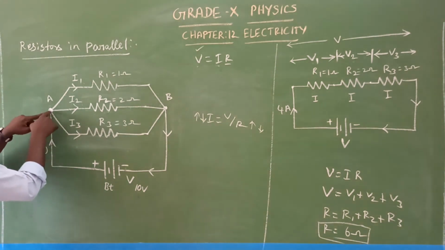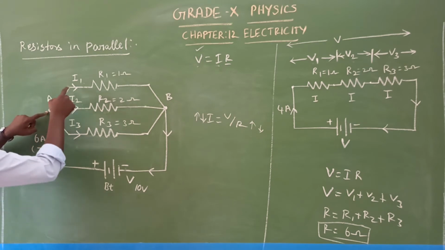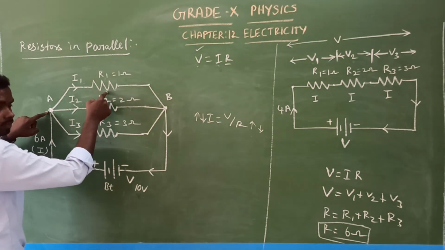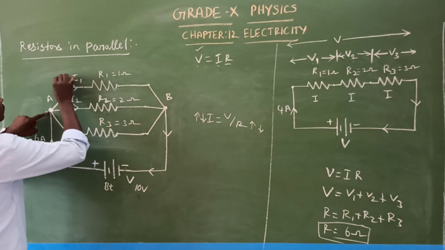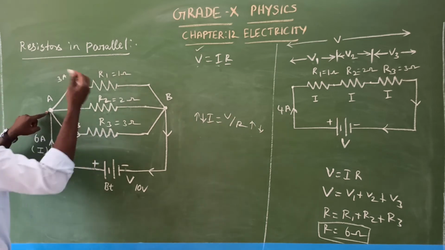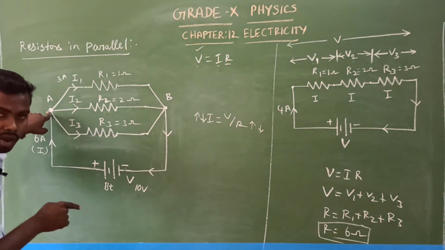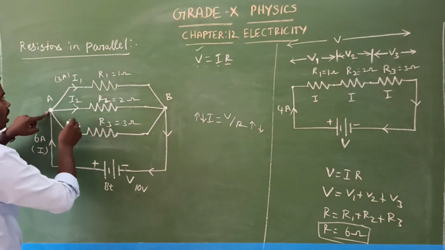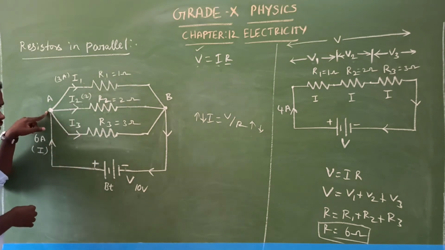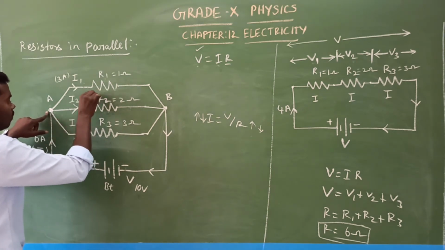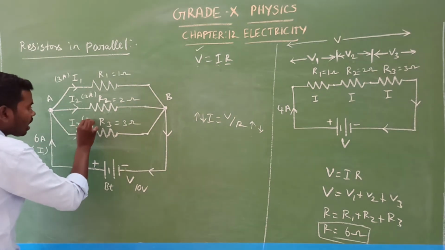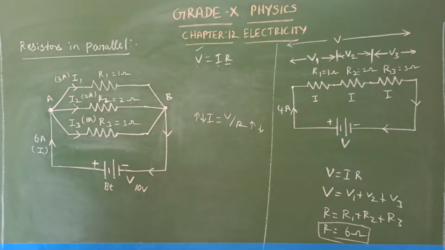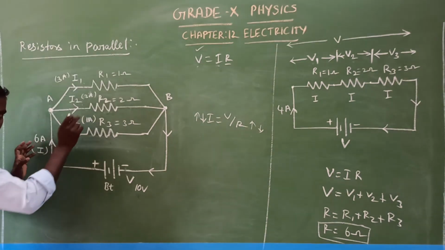So at the point A, 6 ampere current is flowing, then after the point A, current gets distributed into I1, I2, I3, isn't it? Yes. So across the resistor R1, 3 ampere current will flow. This is for an example. Then across the resistor R2, 2 ampere current will flow. Then across the resistor R3, 1 ampere current will flow. The total is 6 ampere.